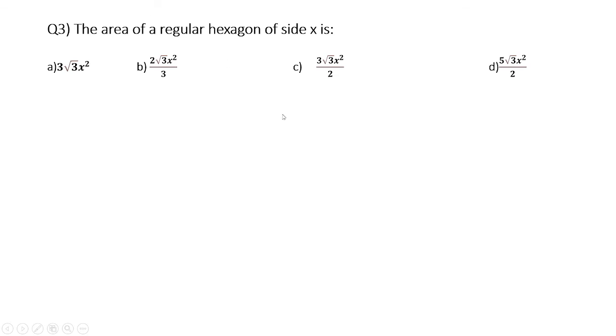So see, the area of a regular hexagon of side X. Now, what is a hexagon? It is a polygon with 6 sides. 1, 2, 3, 4, 5, 6. Let me try to draw this a little bigger.